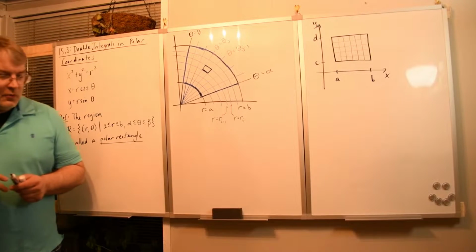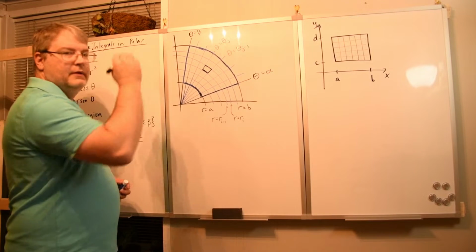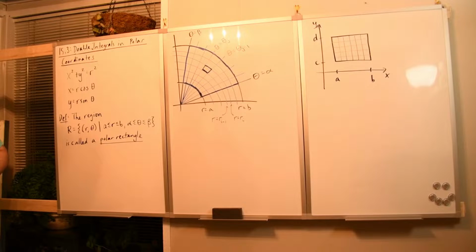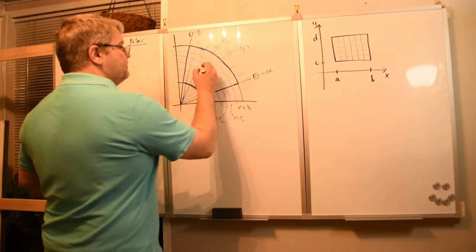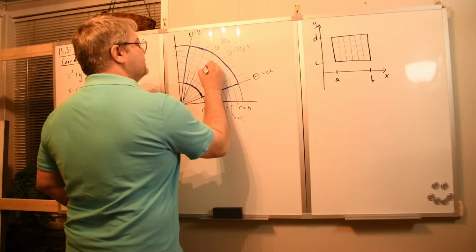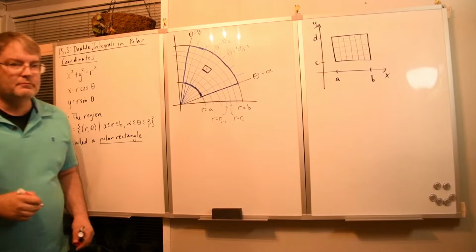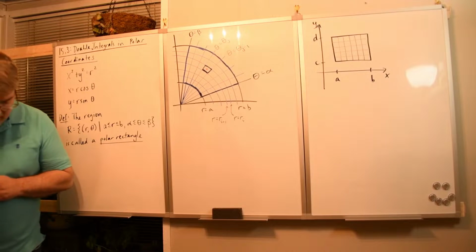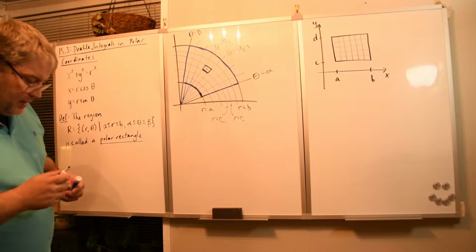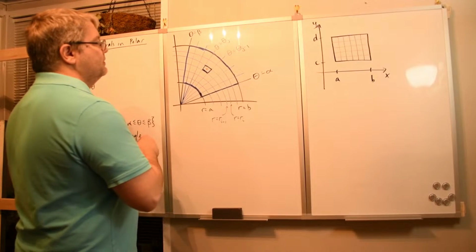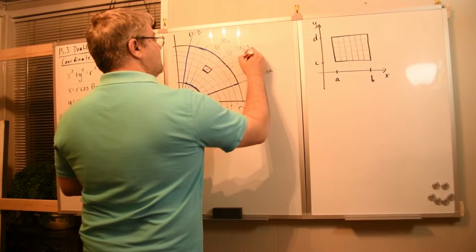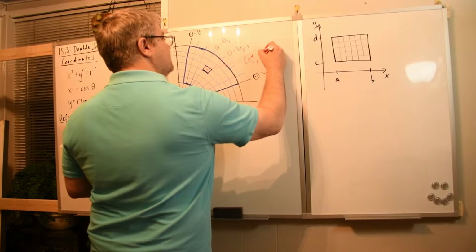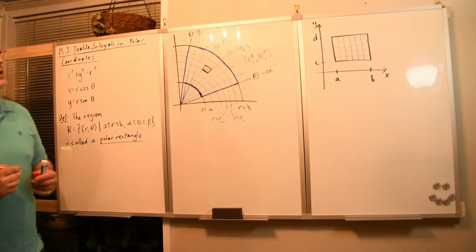And we start thinking about, well, what would the point right in the middle of that subregion look like? If we start to think about what that particular point might look like, let's first of all locate it. It's got to be somewhere around there. And then maybe, just maybe, this would be some sort of point r sub i star, theta sub j star in terms of polar coordinates.